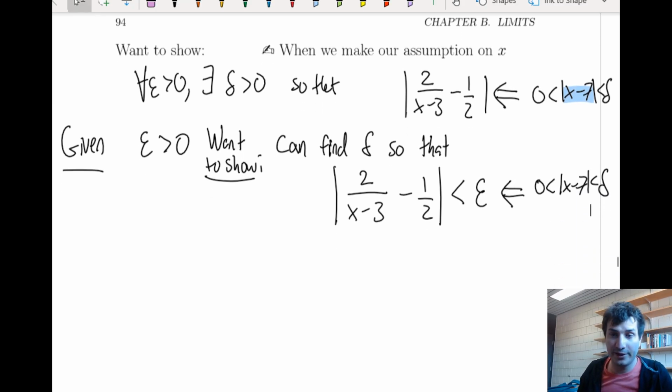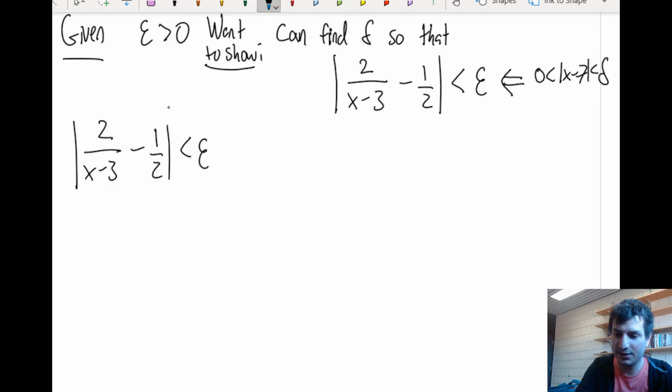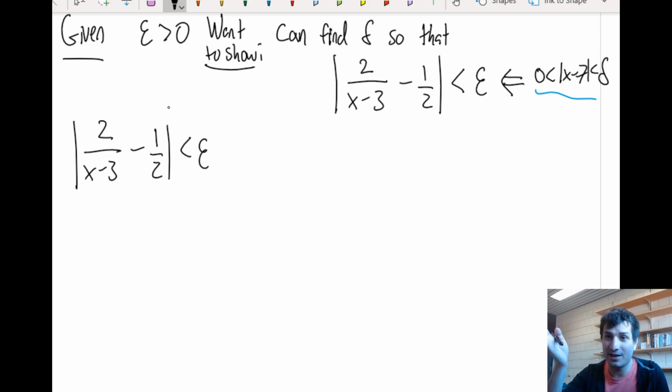Okay, so here we go. As always, we're going to start at the end here. 2 over x minus 3 minus 1/2 less than epsilon, and we are aiming to get to absolute value of x minus 7 less than delta. Okay, first up, I think we're just going to do some simplifying. I don't see where the x minus 7 is yet, so I'm just going to hit this thing over the head and try to simplify it until x minus 7 appears, and then maybe I'll formulate a plan once we get there.